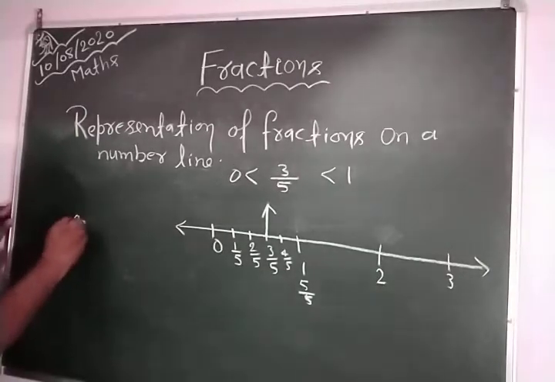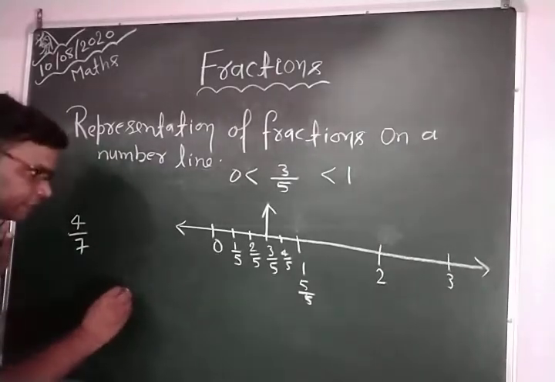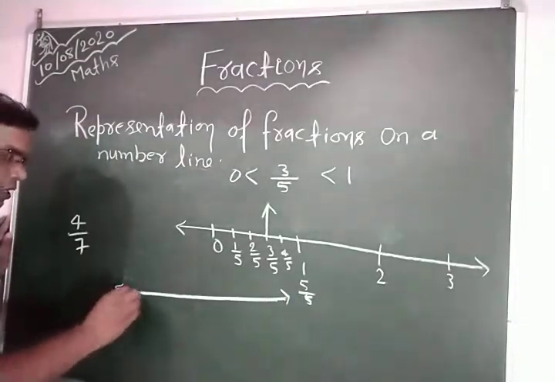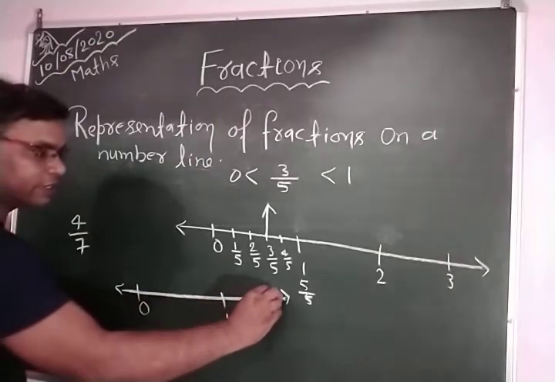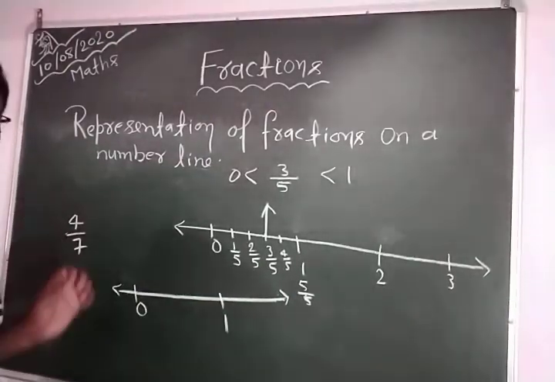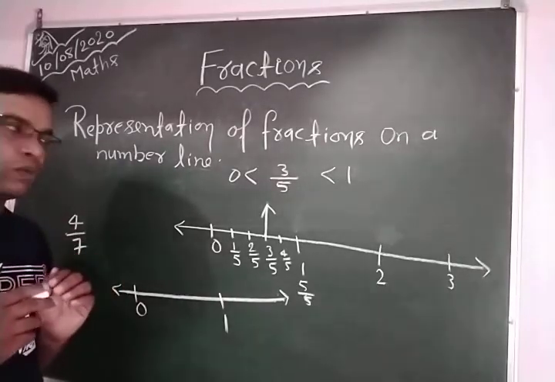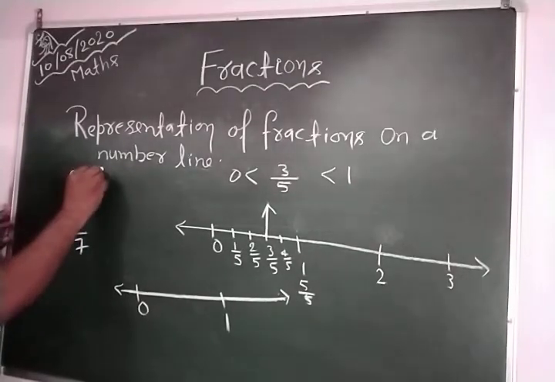Suppose this is 4 by 7 on the number line. For this, first we draw a straight line like this. Here we take 0 and this is 1, after this 2. But here you can see 4 by 7 is greater than 0 but less than 1.